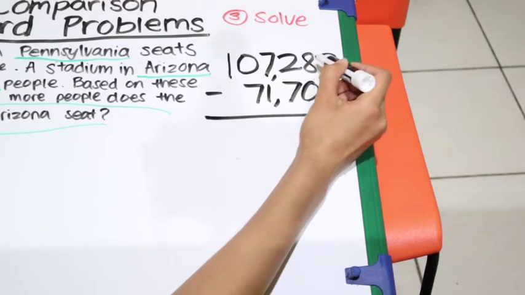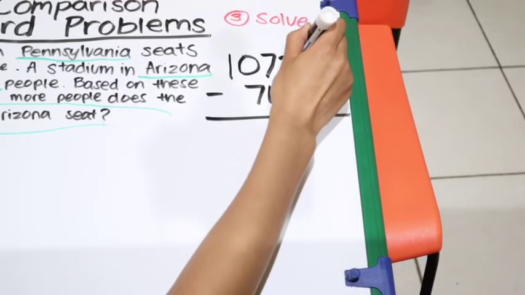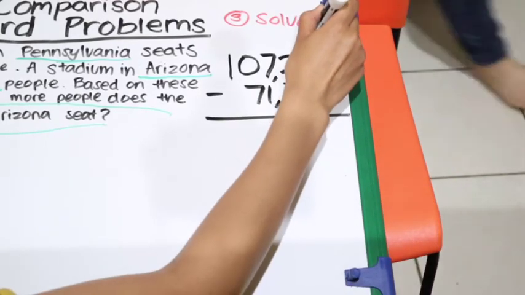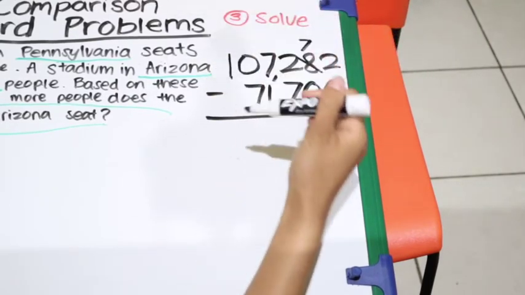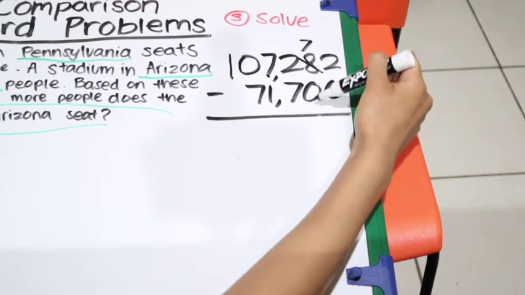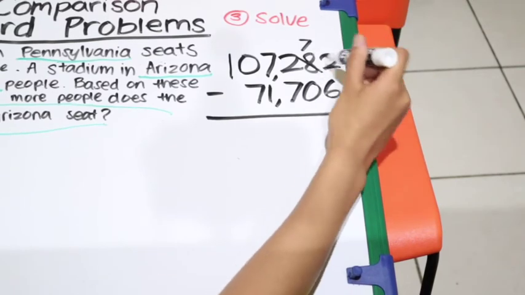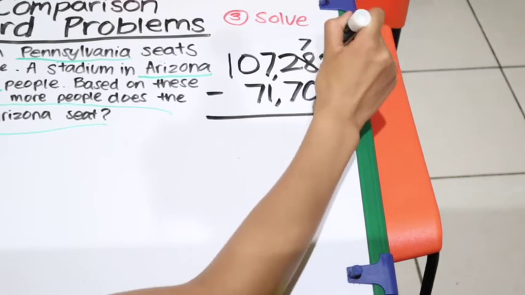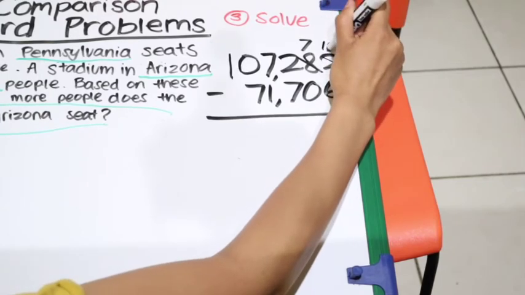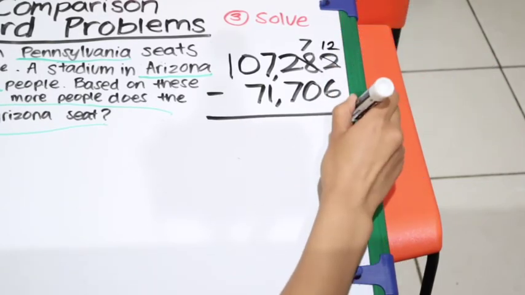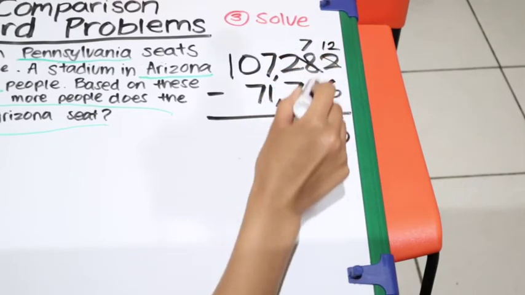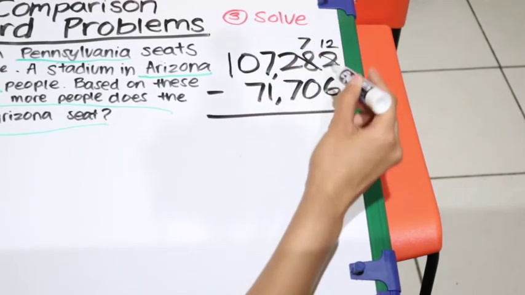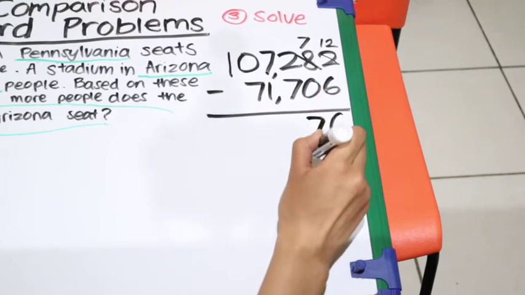Hey, next door neighbor, can I borrow a group of 10? Of course you may. This is going to be 7. And if I'm borrowing that group of 10 from this tens place, 10 plus 2 is 12. So now this becomes 12. 12 minus 6 is 6. Now I can subtract the tens place. So 7 minus 0 is 7.